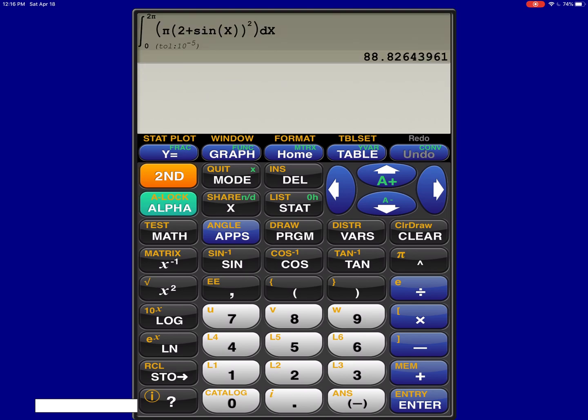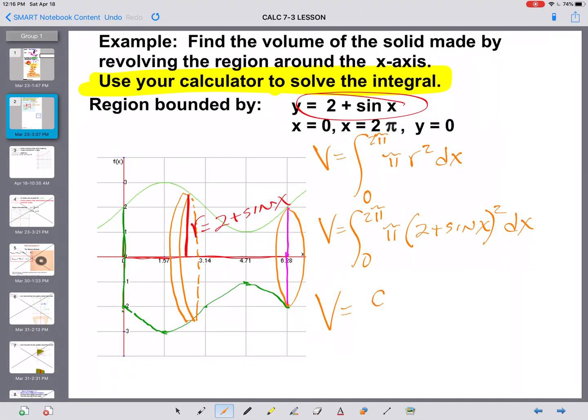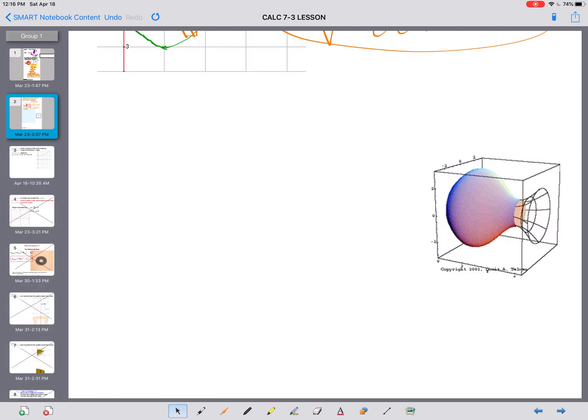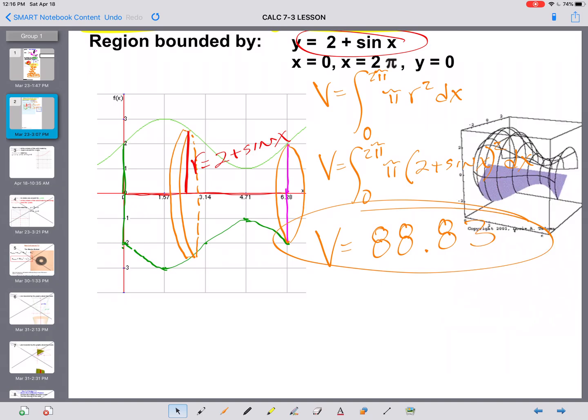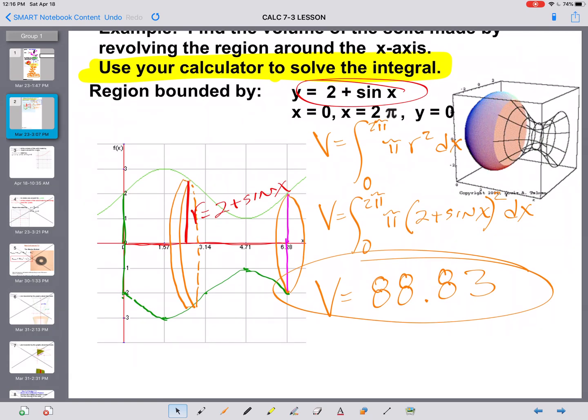Let's press enter. There it is, 88.83. Let's go with that. 88.83. There it is. That's our volume. Notice on that one, here's the shape here again. Okay, we'll move that up so you could see it. Yeah, there it is. Take a look at that.